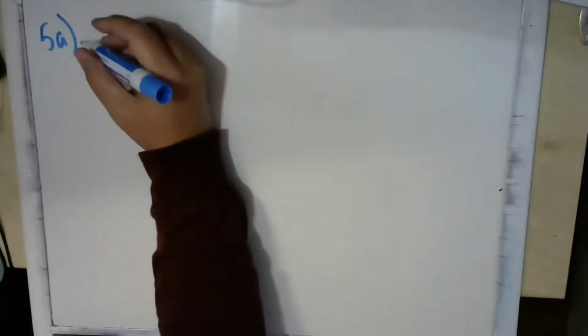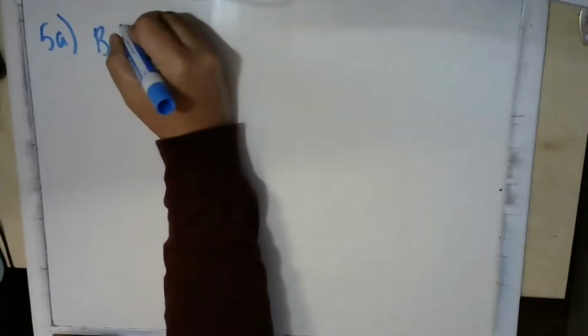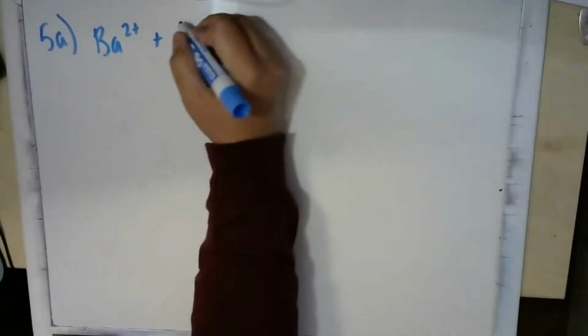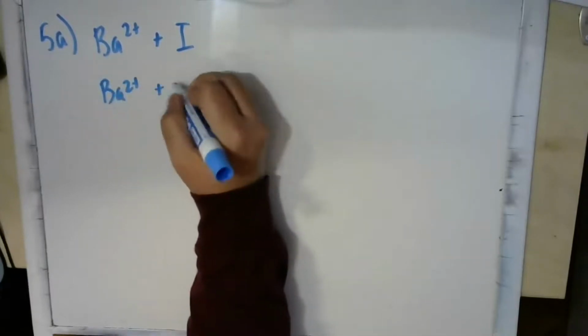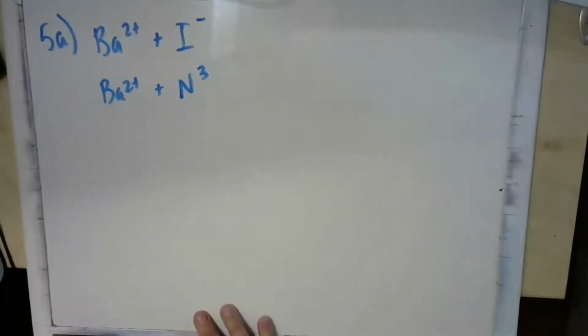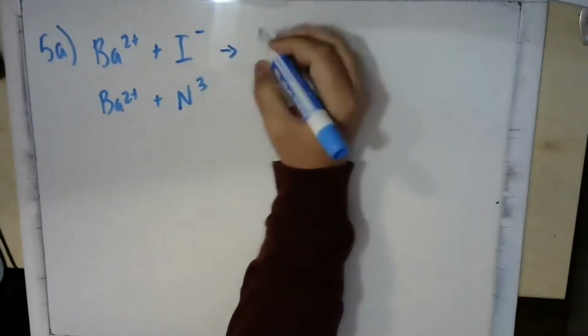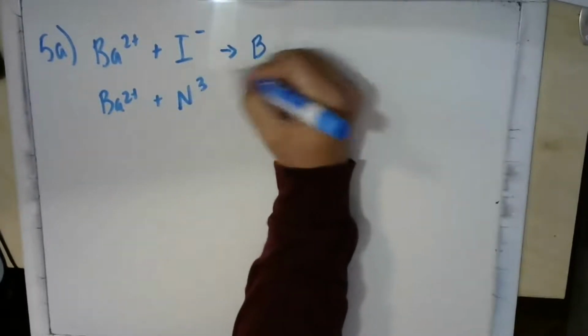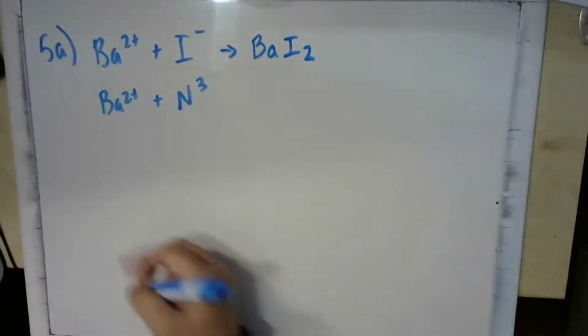So for 5A, we are going to look at the compound where barium is going to form with iodine, and then barium with nitrogen. Okay, so the barium and the iodine are going to form, for every 1 barium, we're going to need 2 iodines to balance out that charge.